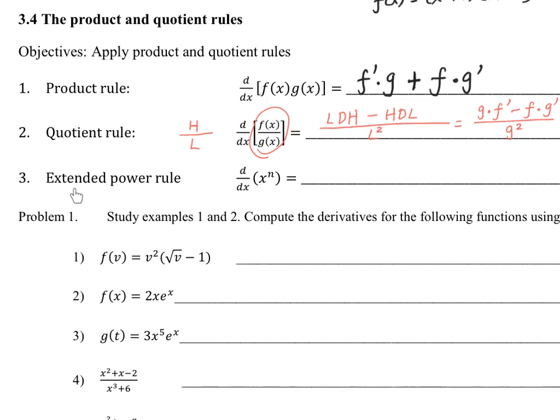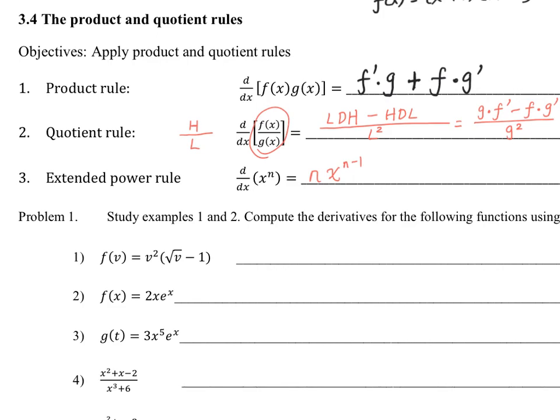There's also an extended power rule in this new section. Previously, we said the power rule is for integer n, but now it's actually for any real number. So it's still the same: the derivative of x to the n is n times x to the n minus 1. And n can be any integer, yes.